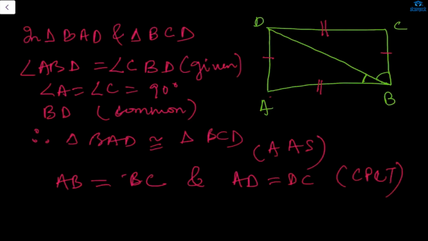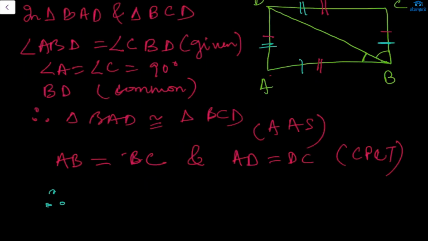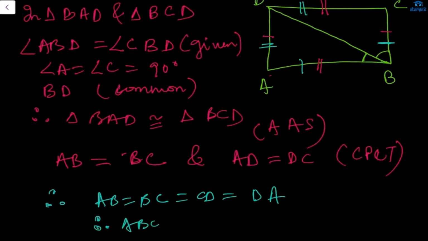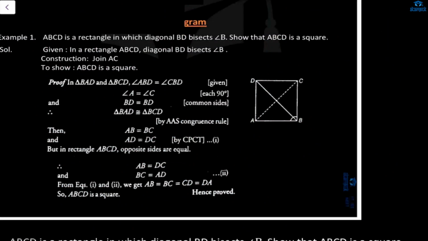Understood? So from this conclusion we have got that this is equal to this, and this is equal to this. And we already know AD is equal to CB and AB is equal to CD. Therefore, AB is equal to BC is equal to CD is equal to DA. Therefore, ABCD is a square. Any doubt? No? Okay, so let's see another question.